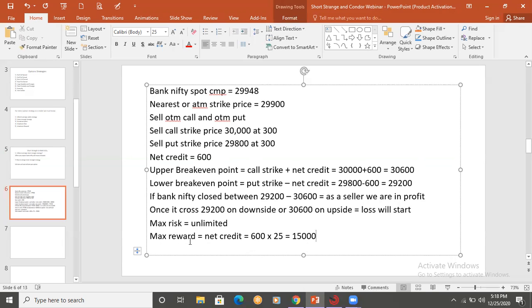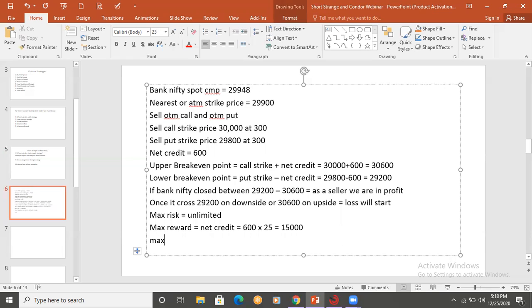Let's talk about maximum reward now. When will this maximum reward happen? Maximum reward will happen on expiry if Bank Nifty closes between the strikes which we have sold. So we have sold the 30,000 call option and we have sold the 29,800 put option. If on the day of expiry Bank Nifty spot settles between these two values, between 29,800 and 30,000, then as a seller I will earn the maximum reward.